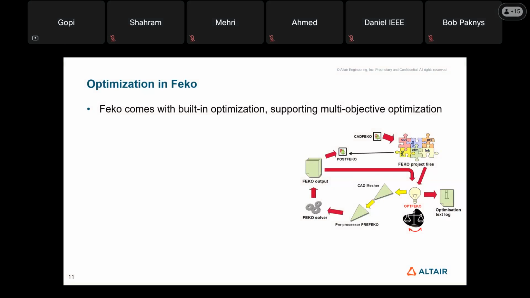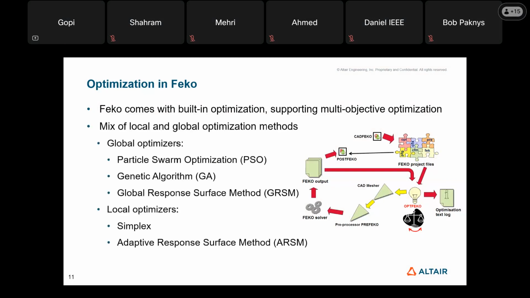When it comes to Feko, the optimization is built into Feko, and it also supports multi-objective optimization. And Feko has several optimization methods to choose from. Some of them are global optimizers, and some of them are local optimizers. Let me try to explain the difference between local and global optimizers.